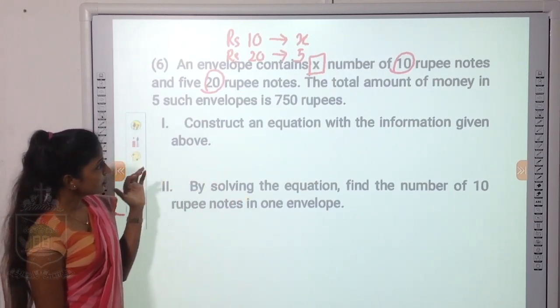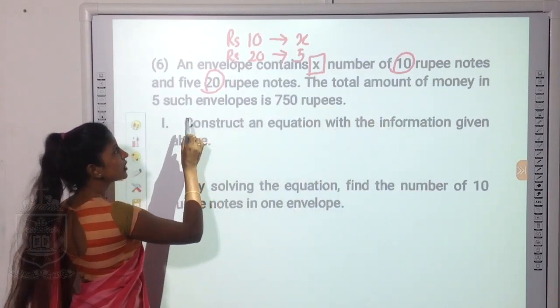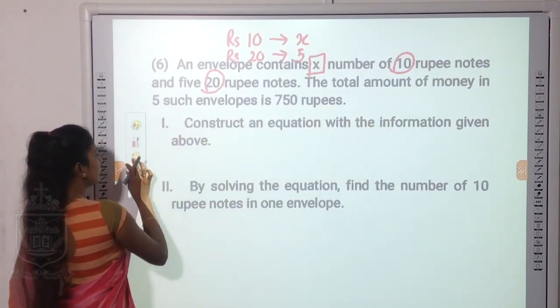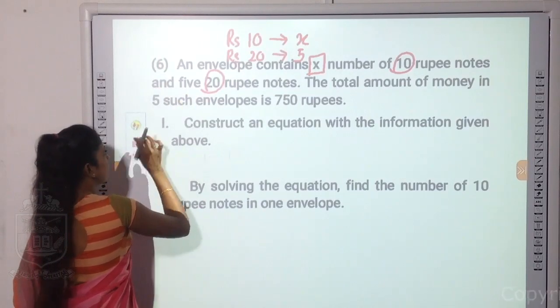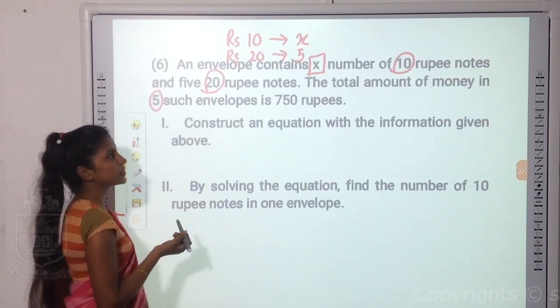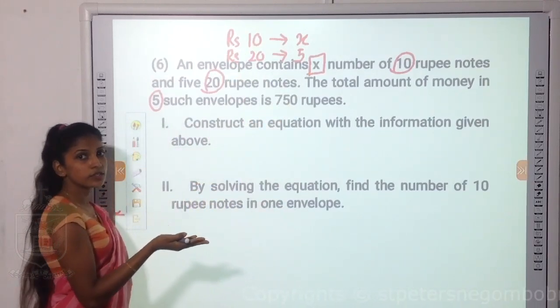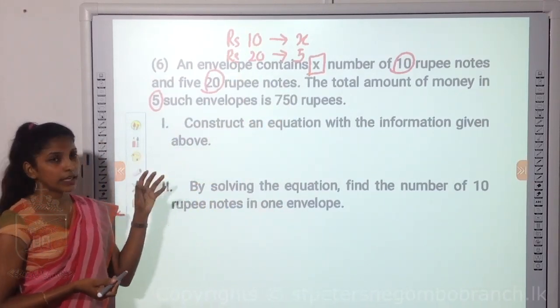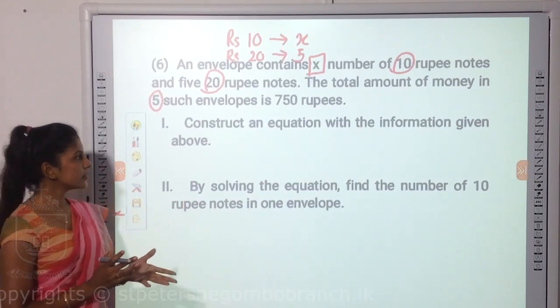Now you have another incident there. The total amount of money in 5 such envelopes, right? There are 5 such envelopes. This is the amount inside one envelope. There are 5 such envelopes. Now by looking at this, you have to construct an equation. So let's see how we can construct.